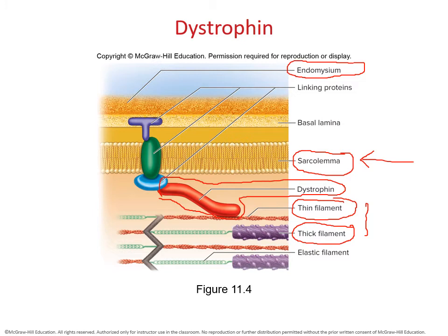If something happens with the dystrophin, then you lose the connection point, which means that even though the thin and the thick filaments might be contracting or might be interacting with each other, you can't communicate that with the outside, which means that the muscle will not be able to fully contract itself on a large scale because of the loss of that linker protein.